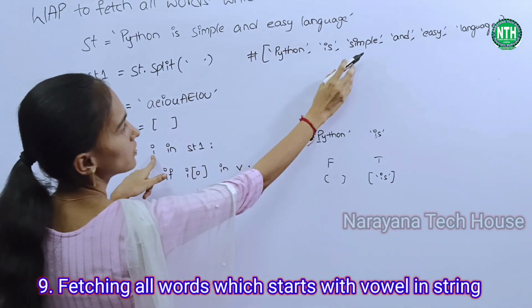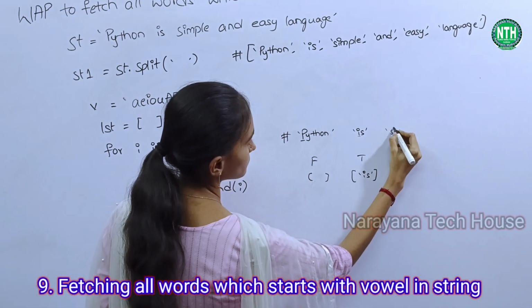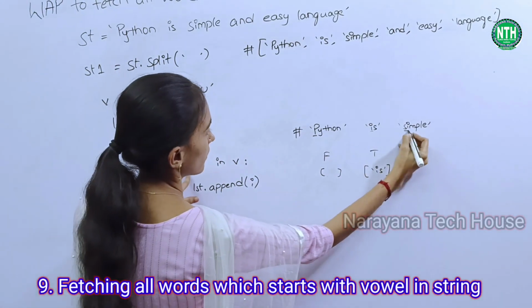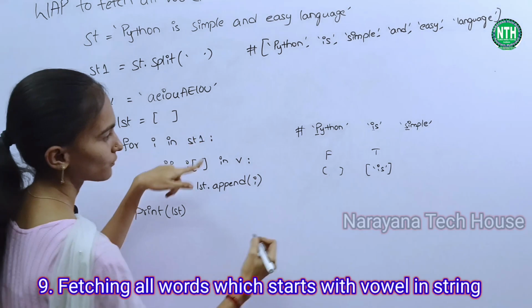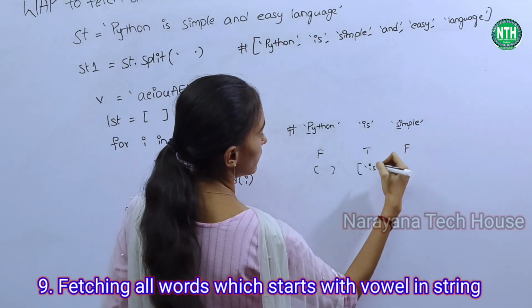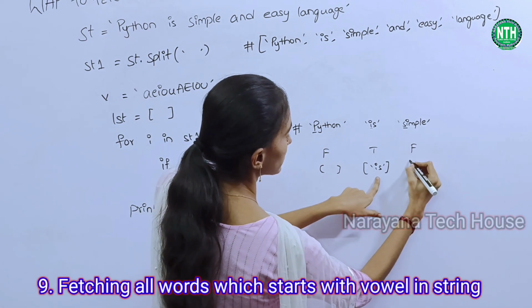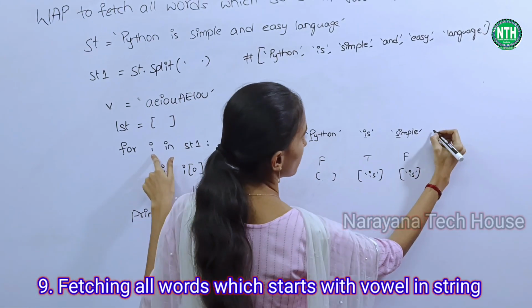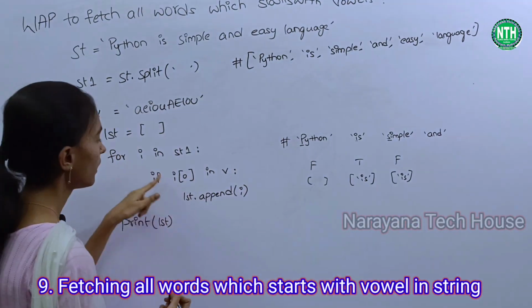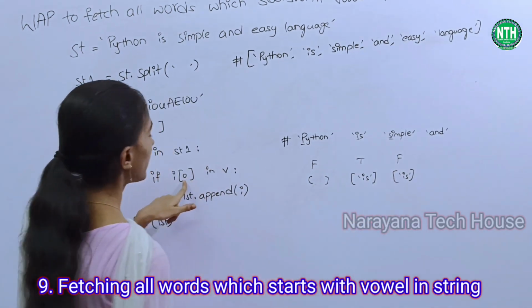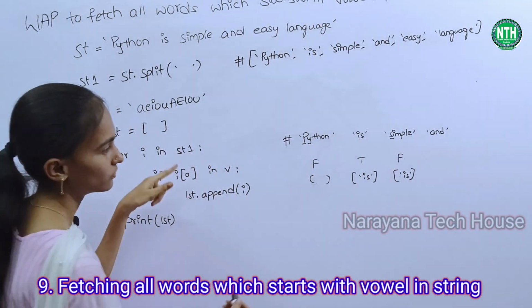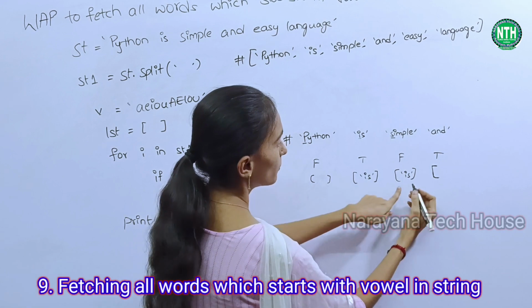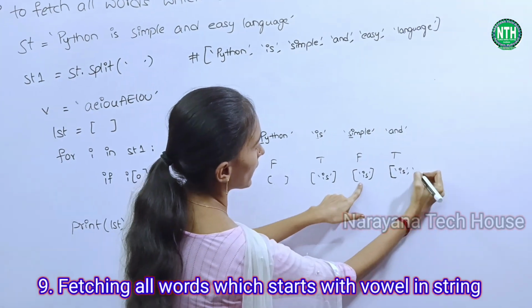What is the next time i value? Simple. i of 0 means s. s in V, is it true or false? False. So here no appending is there, the existing one is. Next time i value is and. i of 0 means A. A in V, is it true or false? True. So and is appending. Before, is is there, and now and is appending.